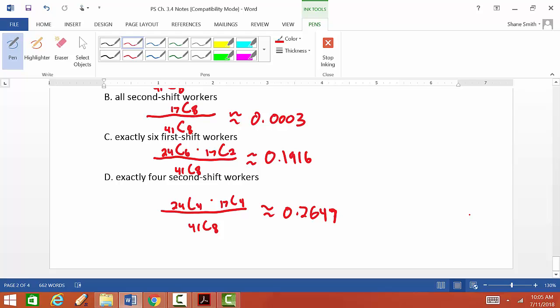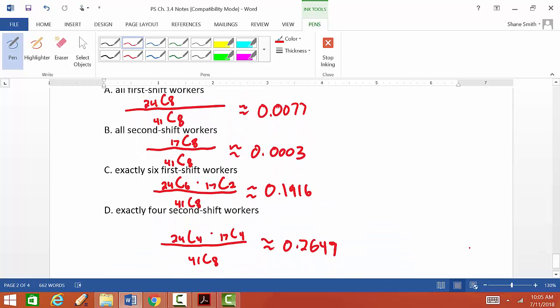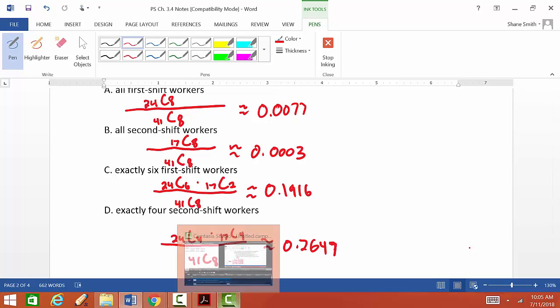The probability ones I'm not as concerned about, but you should definitely be able to evaluate and know the difference between permutations, distinguishable permutations, selecting permutations of objects from a group, and combinations as well. You should definitely know when to use which counting process. All right, and that wraps up chapter 3 for probability.